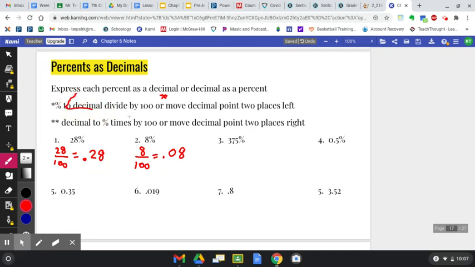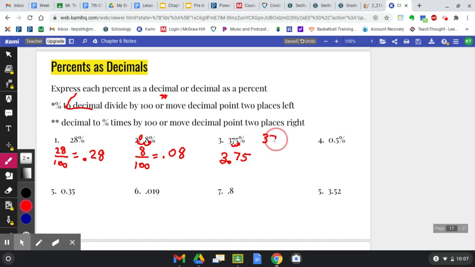So percent to decimal, we divide by 100 or move the decimal 2 places to the left. Yeah, so we start here, right? It's 8.0. I move it 2 places to the left. I have to have that 0 there, right? So this is 375%. If I move it 2, that would be 3.75 as a decimal, right?